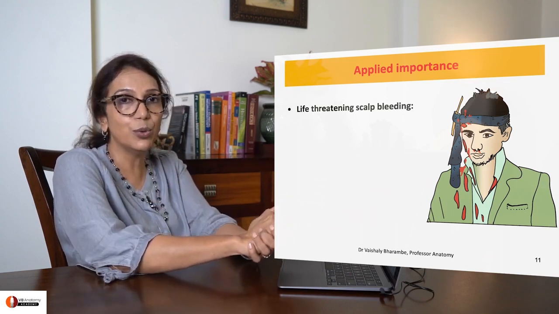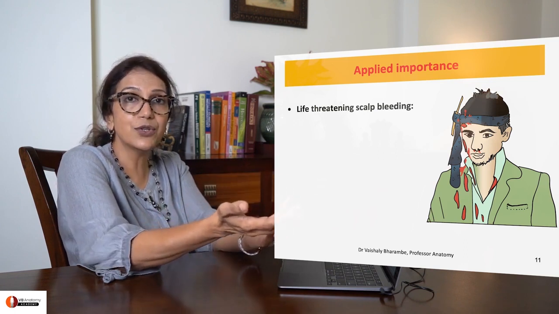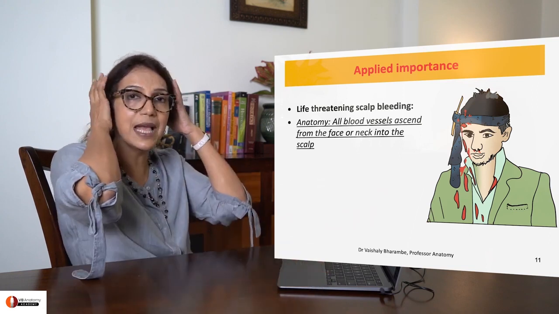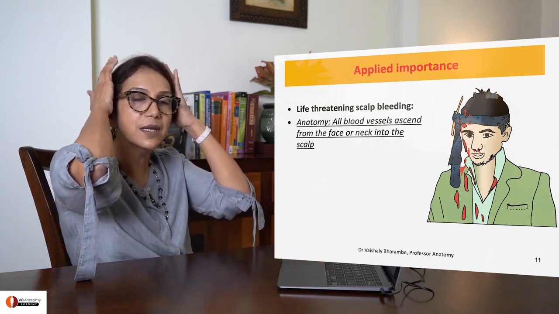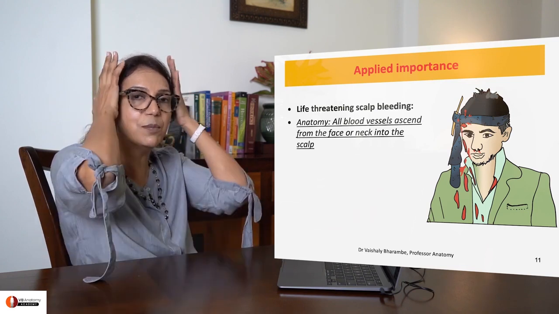There's a lot of bleeding going on. How do we stop it? Let's use our anatomical knowledge. Remember, all the blood vessels that came up to supply the scalp came from below upwards. Remember, superficial temporal, posterior auricular, everybody has come from below upwards.